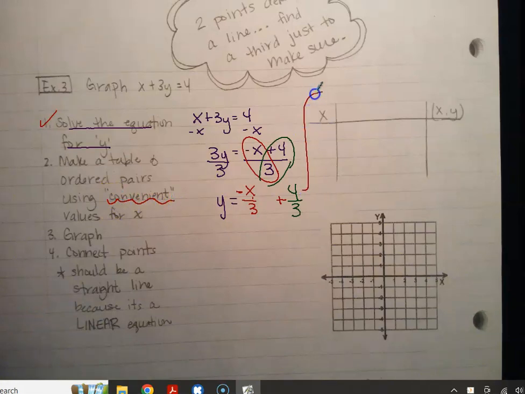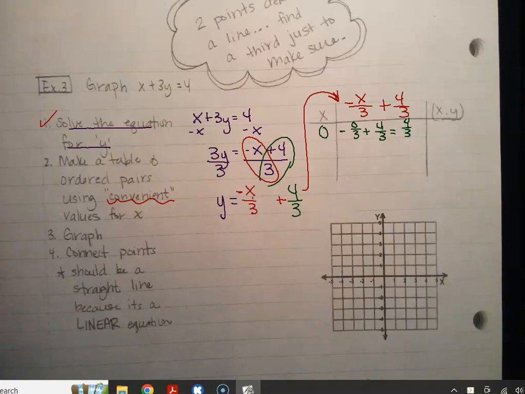Okay, so I'm going to move our expression up into here. So we're going to take a negative x and divide it by 3, and then we're going to add 4 thirds to it. Okay, so what would be convenient numbers to use for x? Because it says use convenient numbers. 0 is typically convenient. Okay, let's check that out. So we're going to have negative 0 divided by 3 plus 4 thirds. 0 is always a good one to check. Well, 0 divided by 3 is just 0. So 0 plus 4 thirds is 4 thirds.